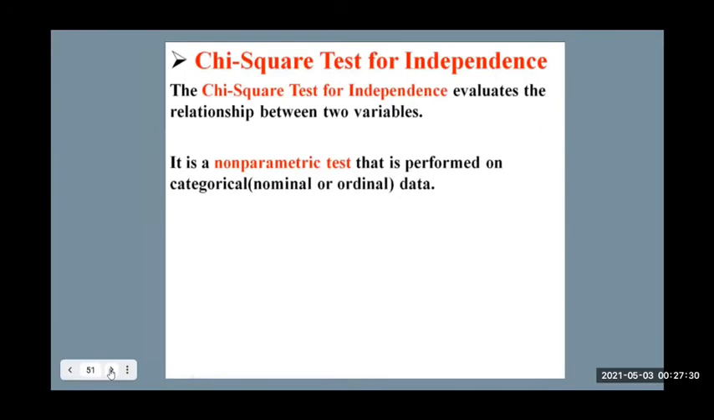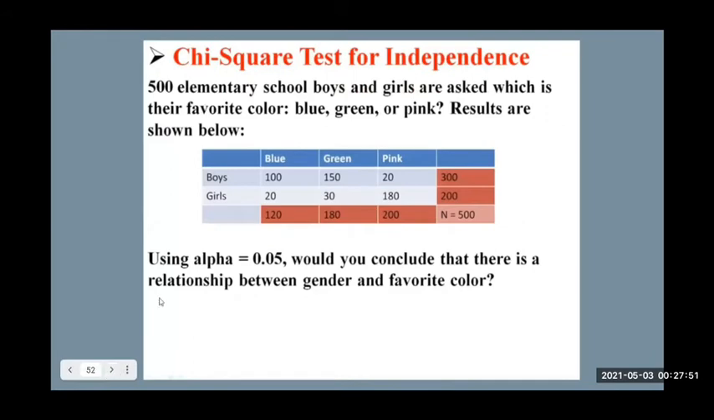Moving on, we have the last of our chi-square tests. We have the chi-square test for independence. The chi-square test for independence evaluates the relationship between two variables. It is a non-parametric test that is performed on categorical, nominal, or ordinal data. So this is our problem.